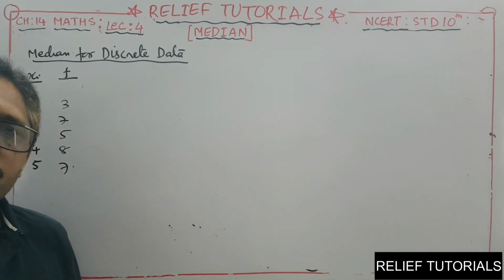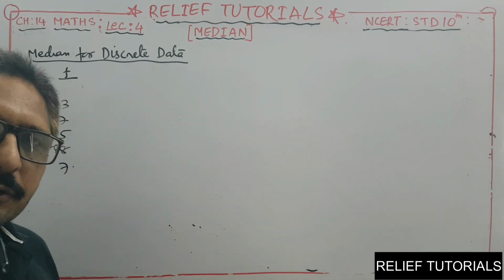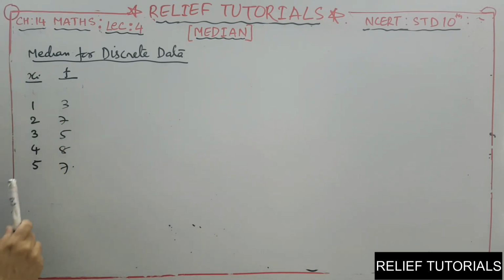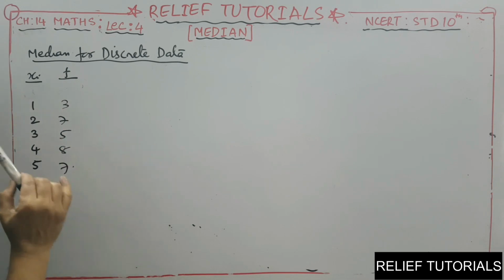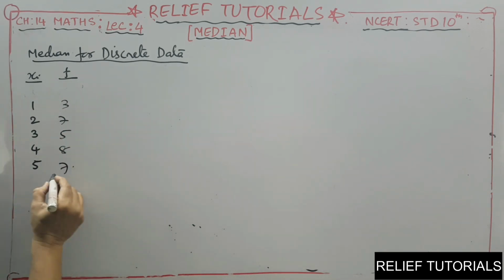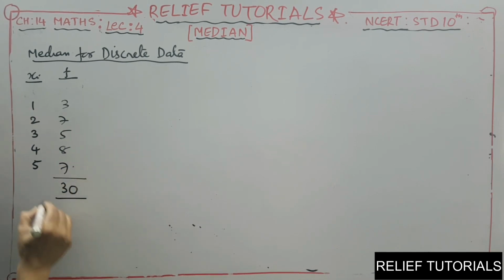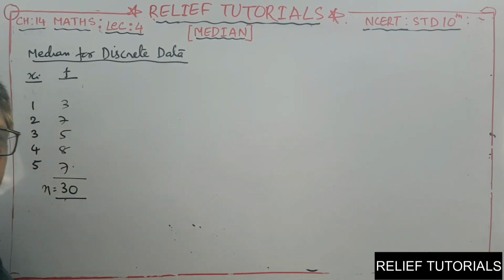We will discuss one more problem to make it clear why we require cumulative frequency. Look here. These are the marks out of 5 and these are the students. Now we will find how many students are there. If you find the total of this, you will get 30. So here n is equal to 30, and 30 is even. So we know how to find the median.